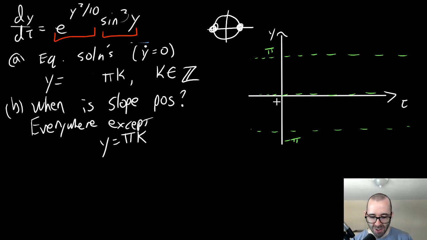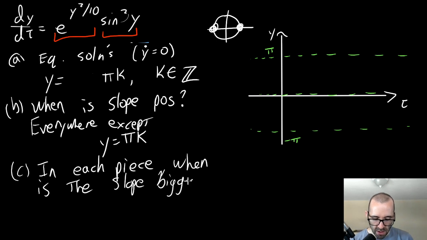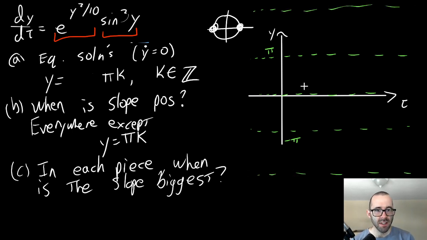And watch this. I'm going to ask you one more question, one more thing that we can analyze without finding any analytic solutions at all. We're just looking and what do we know about these functions? So in each piece, I'll talk more about what that means later. When is the slope the biggest? And when I say each piece, right, it's these equilibrium solutions are repeating. Right? Sine is periodic. So there's some level of periodicity in each of these chunks that's getting scaled.